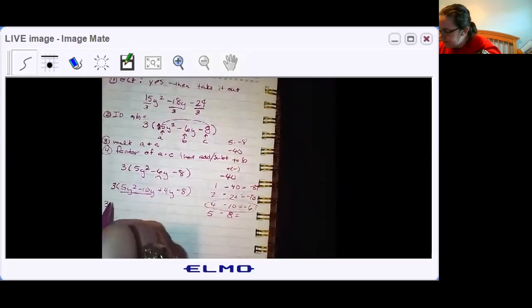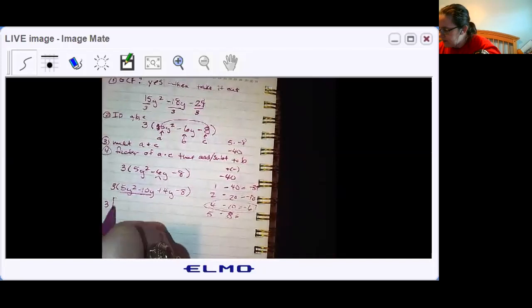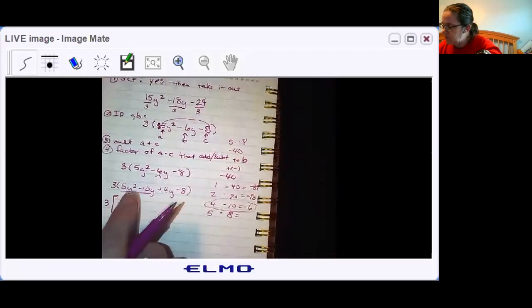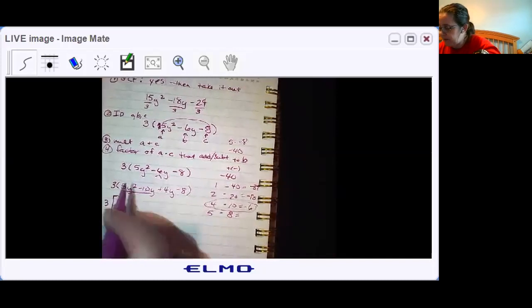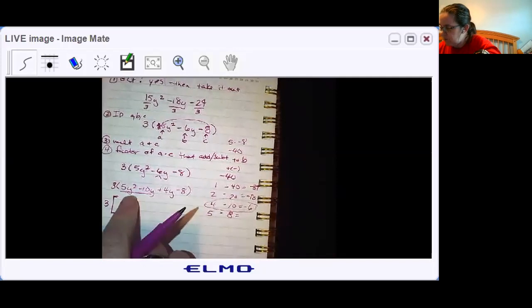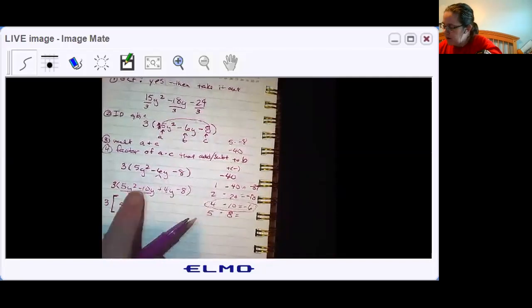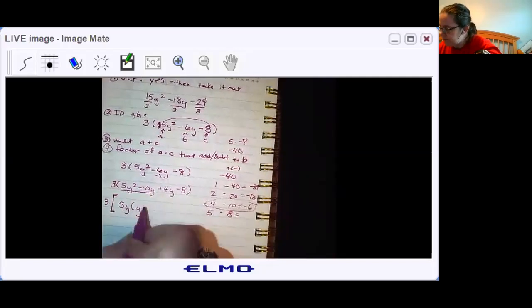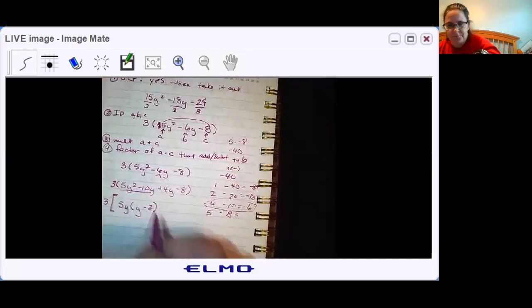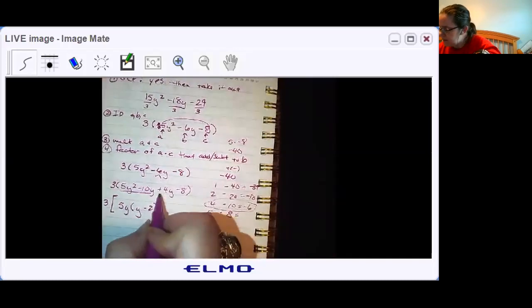So now let's look at my first two pieces. The 3 is still there. Write a bracket because I'm still dealing with finding that inside. 5y squared minus 10y. Well, 5 and 10 can both be divided by 5, and y squared and y can both be divided by y. What that leaves here is a y, because 5y squared divided by 5y leaves a y behind. Negative 10y divided by 5y leaves negative 2. And we'll look at the next part.